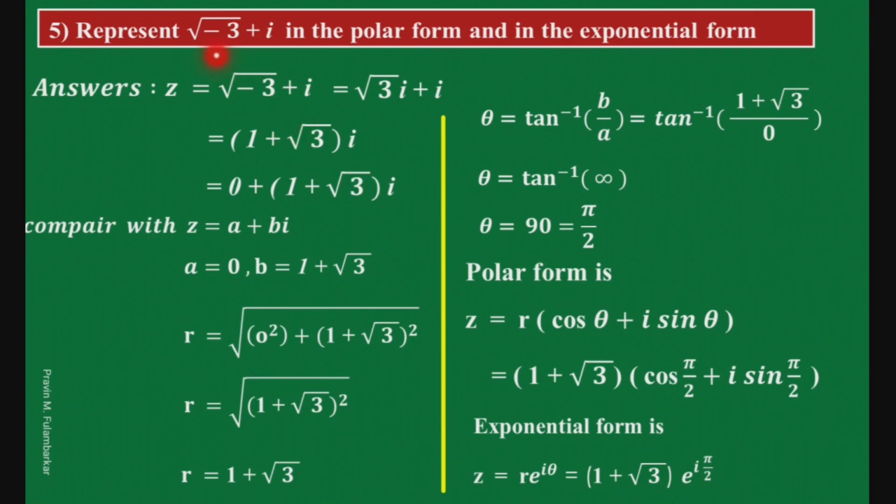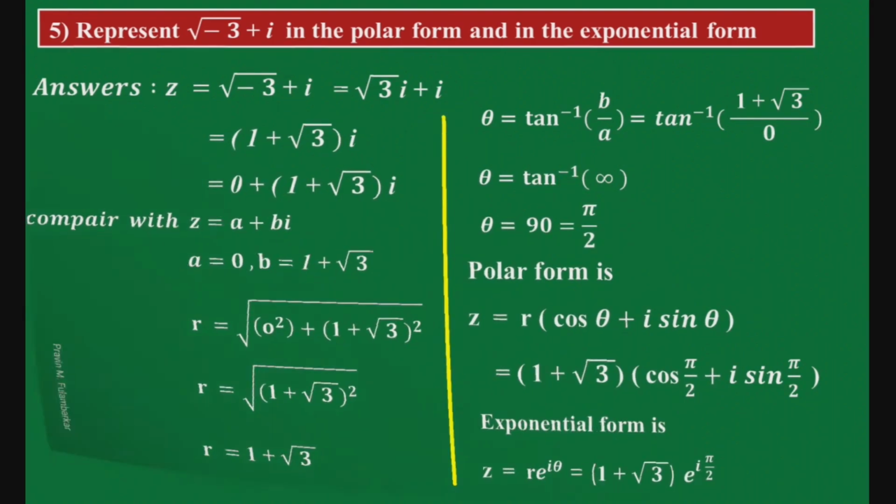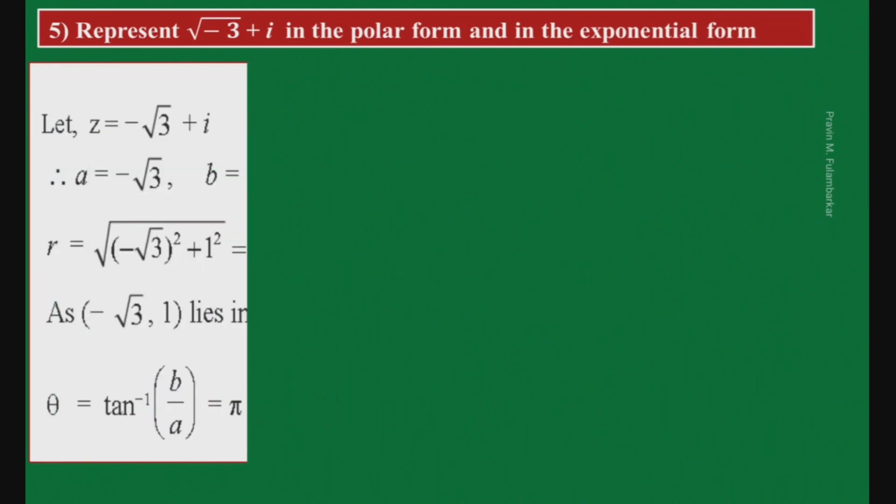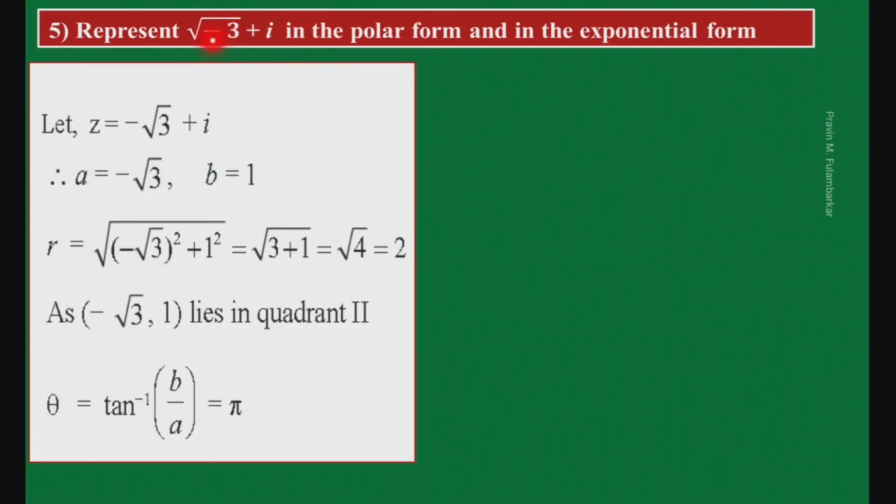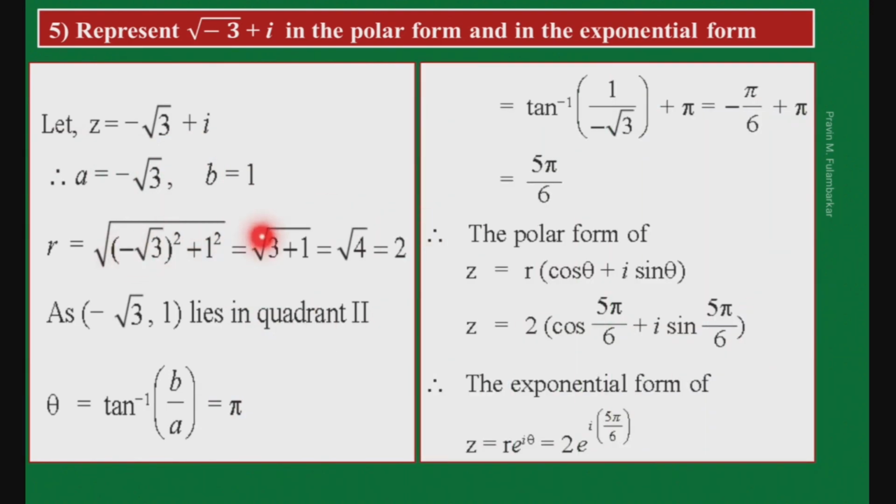So if this question asks for −√3 + i, then you can solve in this way also. Here, if in place of this √−3, the question asks z = −√3 + i, then you have to solve this question in this way. Also, if in place of the value 3, the value is −√3, you can solve this question in this way.